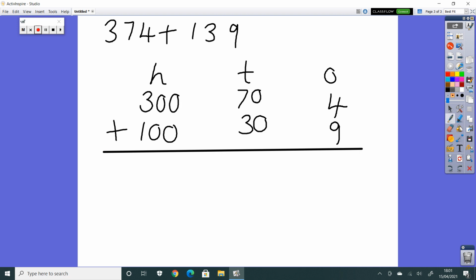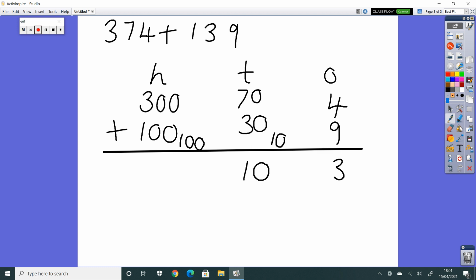Okay, starting from the ones, we've got 4 add 9, which gives us an answer of 13. So we can have the 3, because that's the 3 ones in 13, but we have to, again, take that 10 over to stick with the other 10s. Then we've got 70, add 30, add 10, which gives us an answer of 110. So we can keep the 10 from 110 because this is the tens column, but the 100 we have to take over and sit it with the other hundreds.